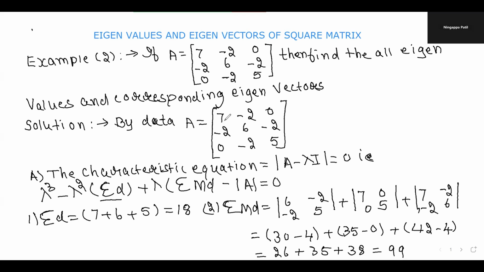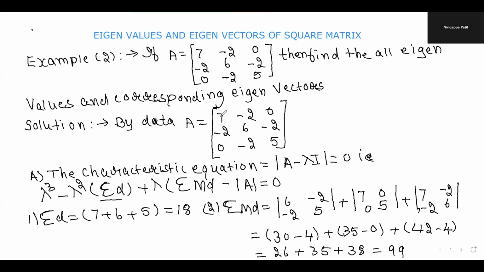Look here, 7 plus 6 plus 5. You can add simply diagonals. 7 plus 6 plus 5, 18. You got the value of lambda square coefficient. Then the MD, means minors of diagonal elements, means the determinant. Look here, minors means the second order determinant.